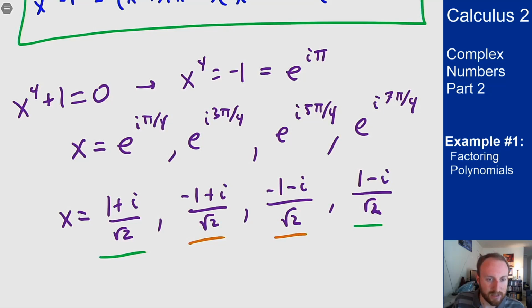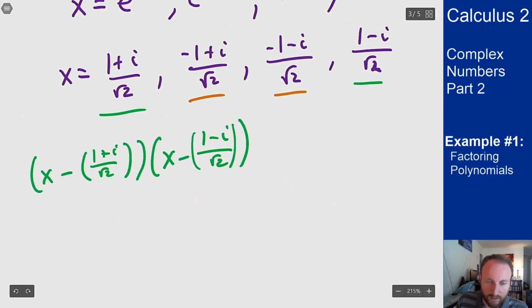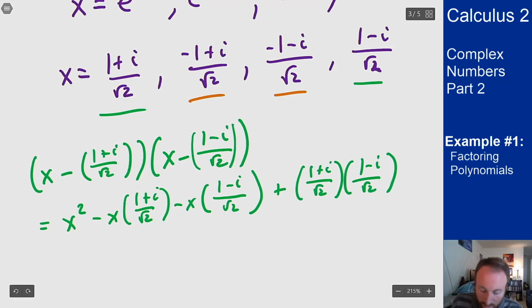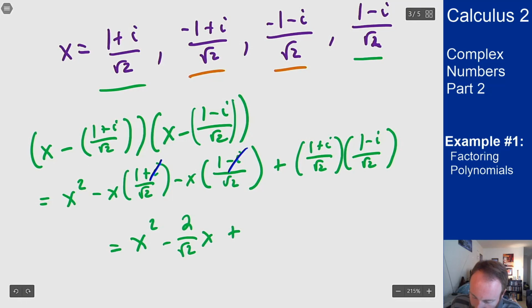We can now again use this to figure out these quadratics that these give rise to. So for the first pair of roots, we have these two factors. I can then multiply it out like before. Again, the imaginary parts cancel from the x term because they have opposite signs. And this then becomes x squared minus 2 over root 2 x plus, this will be a 2 on the bottom, and then a 1 plus 1 on top, so a 1 here. So x squared minus root 2 x plus 1.